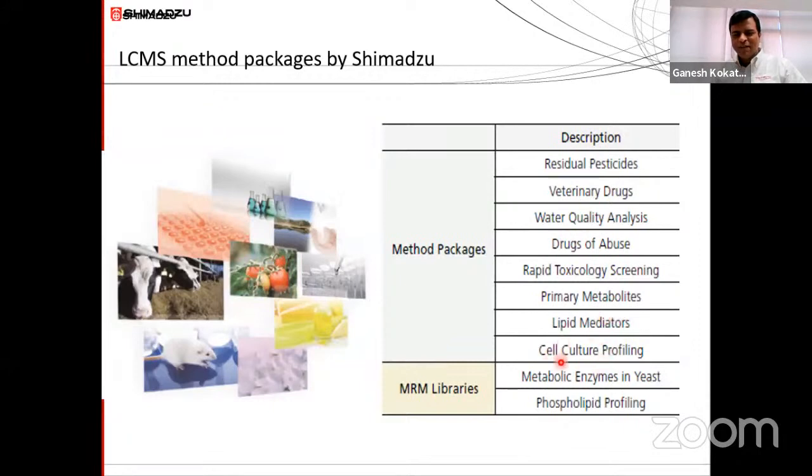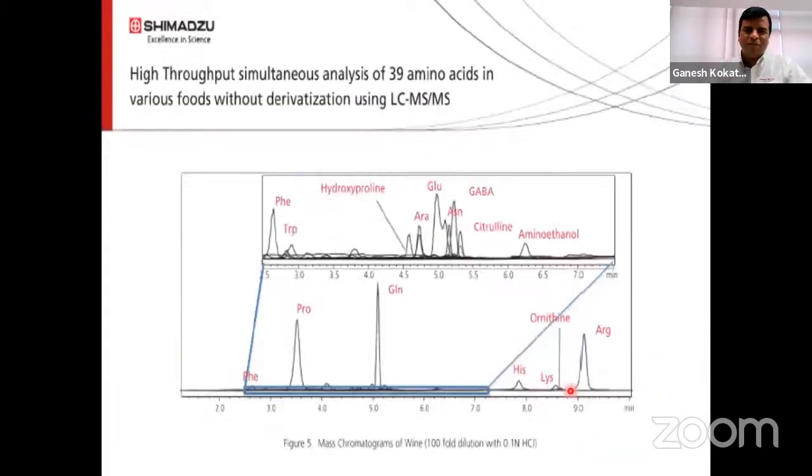So cell culture profiling, metabolic enzymes in yeast, or phospholipid profiling. So all are different phenomena. I'm just putting up some of the applications. While explaining the different applications, I'm focusing on some amino acids.